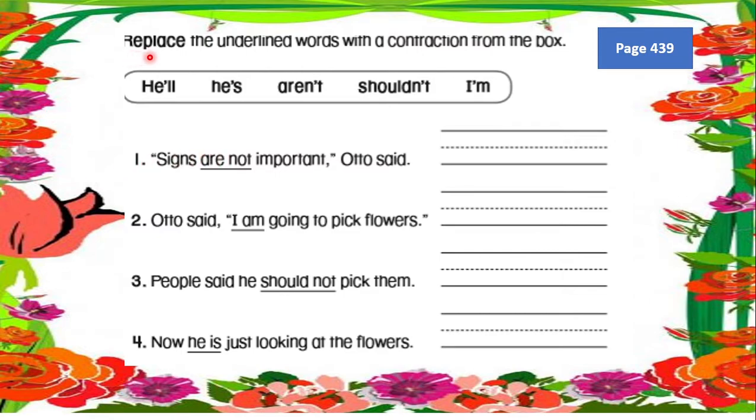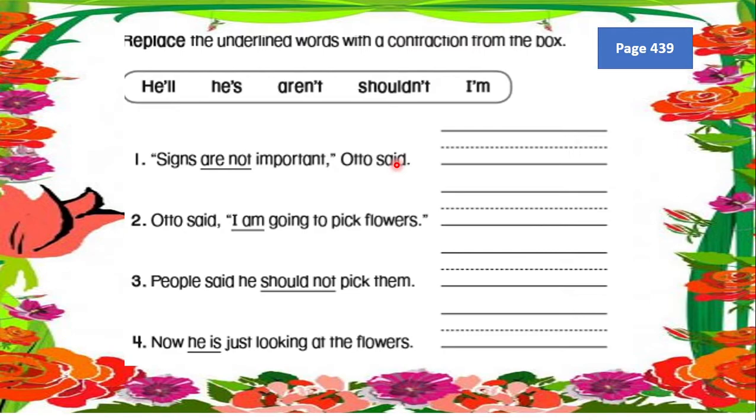Here they're telling you to replace the underlined words with a contraction from the box. You'll replace the words that are underlined. We said that in the contraction we have two words. We want to shorten these two words to become one word. Number 1. Signs are not important, Otto said.